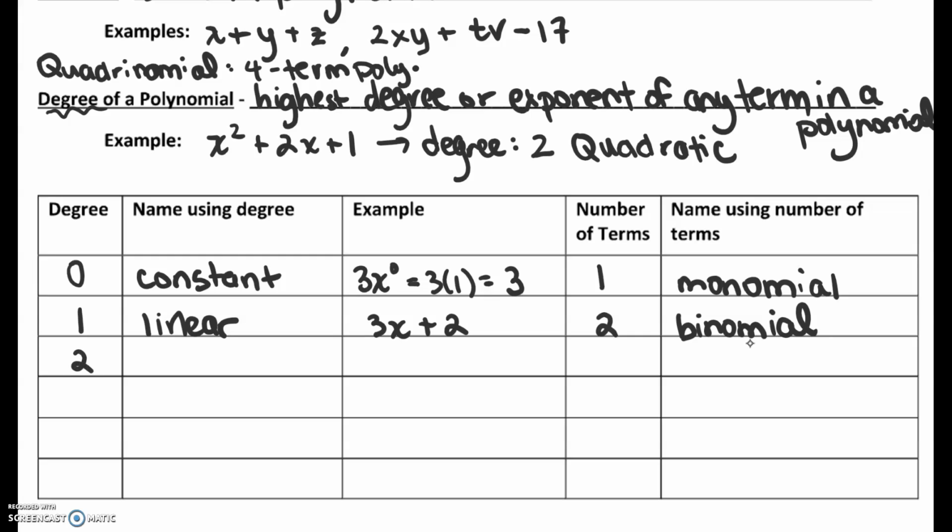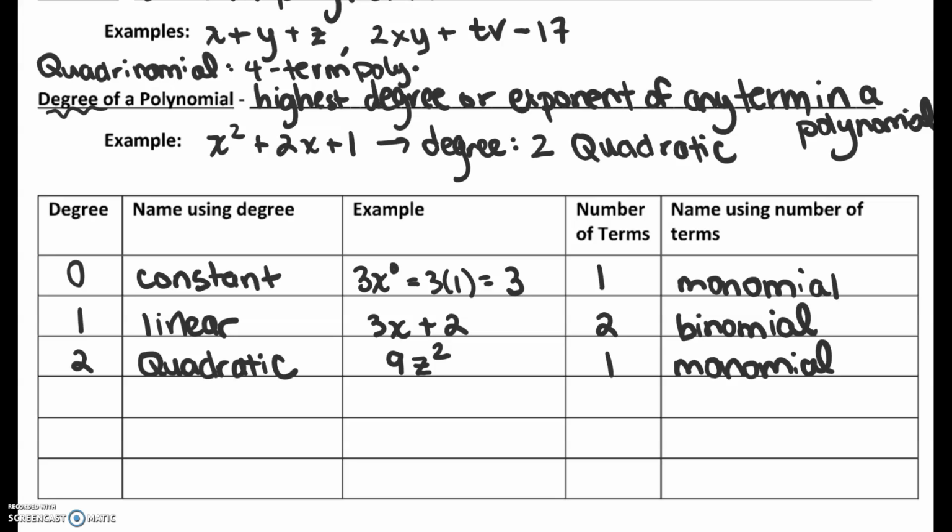Okay, degree 2 we talked about is called quadratic. And let's do something interesting where we have a quadratic, let's do a monomial. We're just kind of experimenting and playing here. So I can only have one term and it has to have an exponent of 2 in order to be quadratic. So maybe we'll do like 9z squared. So it's one term and the exponent is 2, so it's quadratic.